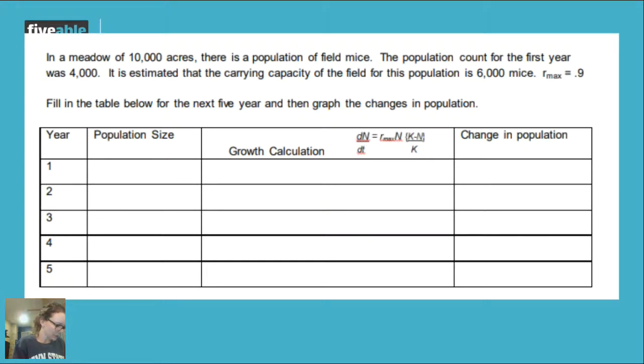Okay. 2,000 divided by 6,000 times 4,000 times 0.9. Get an increase in population. So our change in population is equal to 1,200. So hopefully you got that on your own working at home, because I'm not writing it all out for you at the speed of nothingness.